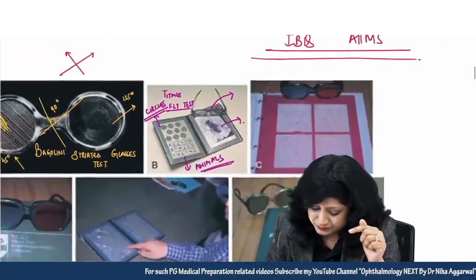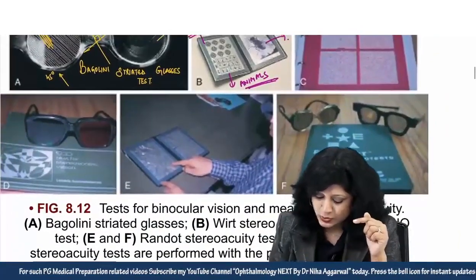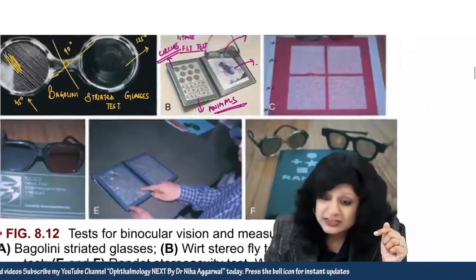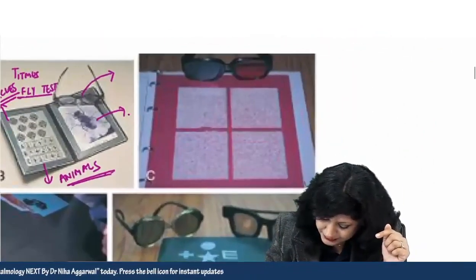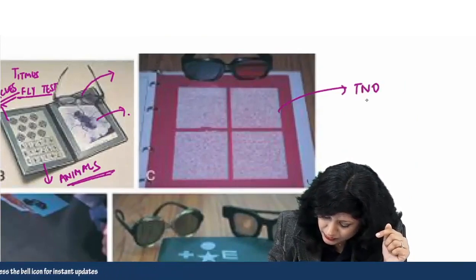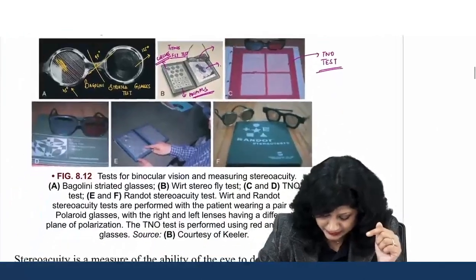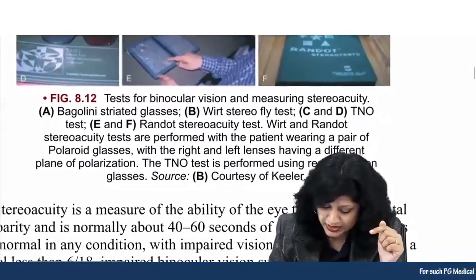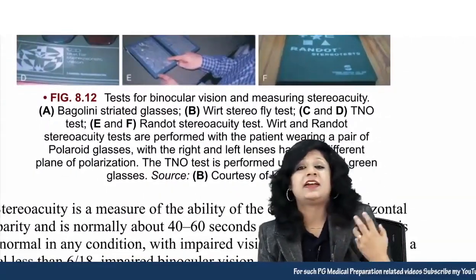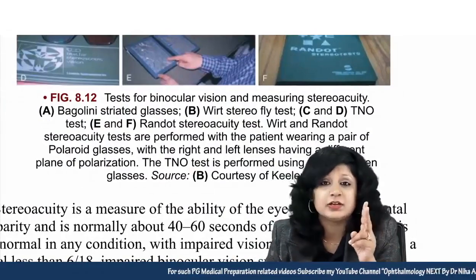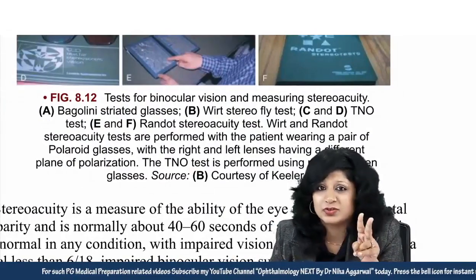Then we have the TNO test. This one is your TNO test. And then we have the random dot acuity test. So remember the names and look at the pictures also.